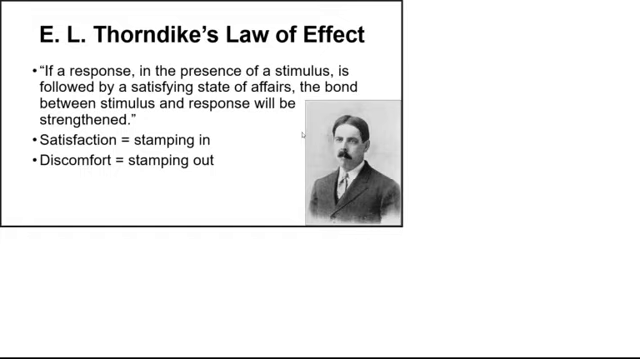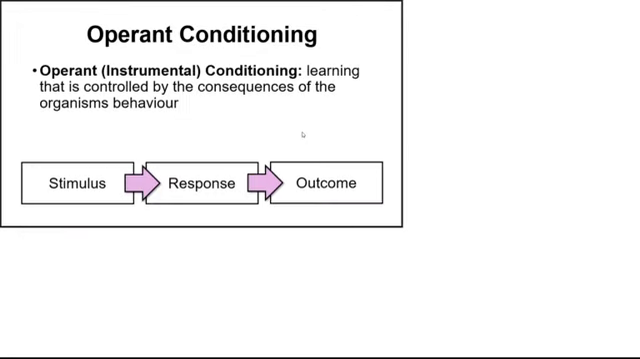So if we say, in the presence of a particular stimulus, a certain behavior or response leads to a good outcome, then we are strengthening the association or the link between our stimulus and response. All that means is that if we do a particular behavior in a particular situation and we get something good from it, we're going to do that behavior more often the next time we're in that particular situation.